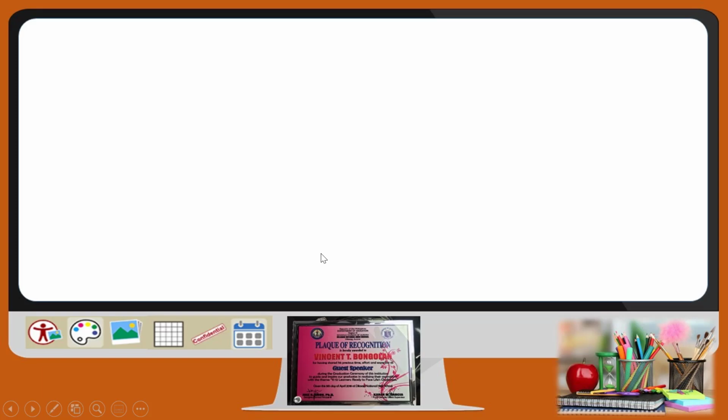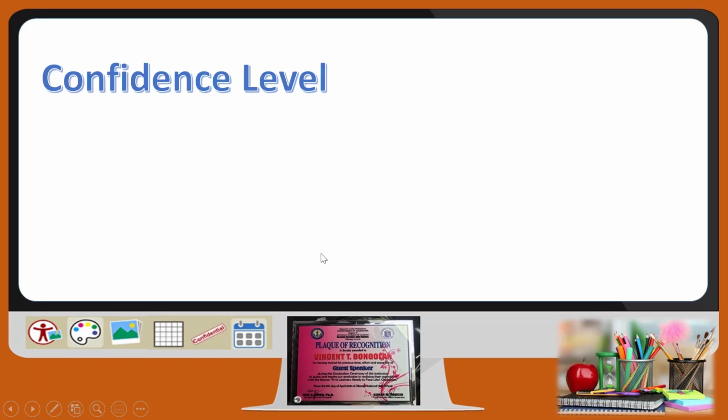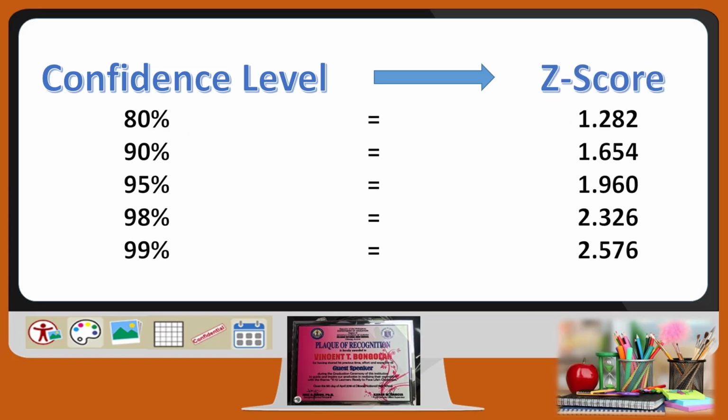We all know that a confidence level has a corresponding z-score value. For example, an 80% confidence level corresponds to a z-score of 1.282. A 90% confidence level corresponds to a z-score of 1.654, and so on and so forth. What if I ask you what the z-score is for a confidence level of 96 or 92? Of course, you will need to calculate this.